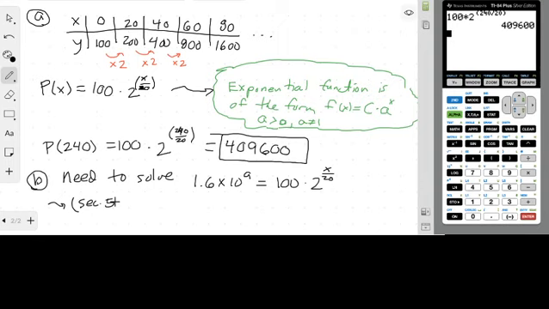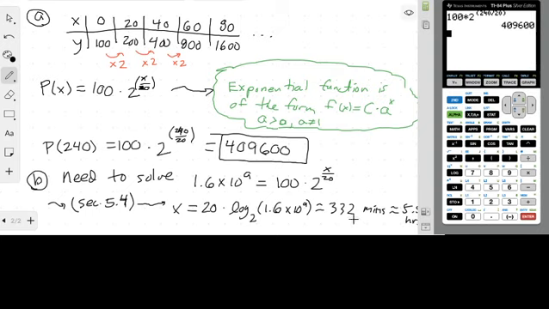In section 5.4, we're going to see how to find the exact answer to this using what are called logarithms. Logarithms are the inverse operation, the inverse function of exponential functions. So this one would come out to be 20 times the logarithm with base 2 of 1.6 billion. And that comes out to be about 332 minutes, which is 5.5 hours, roughly.